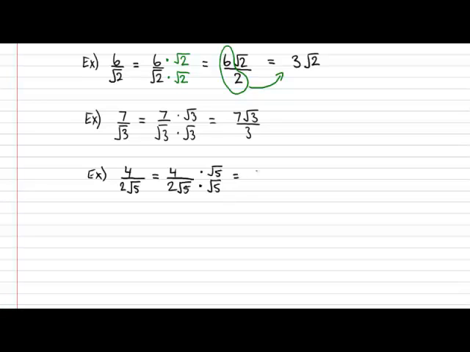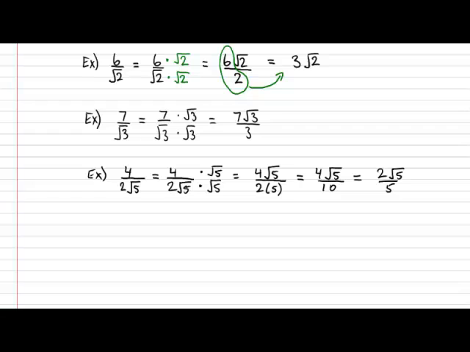And that will give us 4 root 5 over 2 times 5. Because remember, root 5 times root 5 is 5, and the multiply by 2 was always there. We didn't deal with it yet. Let's finish it up. That gives us 4 root 5 all over 10. And pay attention, 4 over 10 can be reduced to 2 root 5 over 5. And we're done.